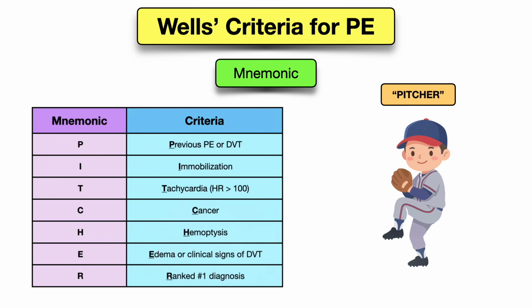Here's a mnemonic to help you remember the criteria. And then there's a practice question, so keep watching. You can use the mnemonic picture. The P stands for previous PE or DVT. The I stands for immobilization. The T stands for tachycardia. The C stands for cancer. The H stands for hemoptysis. The E stands for edema or clinical signs of DVT. And the R stands for ranked number 1 diagnosis.